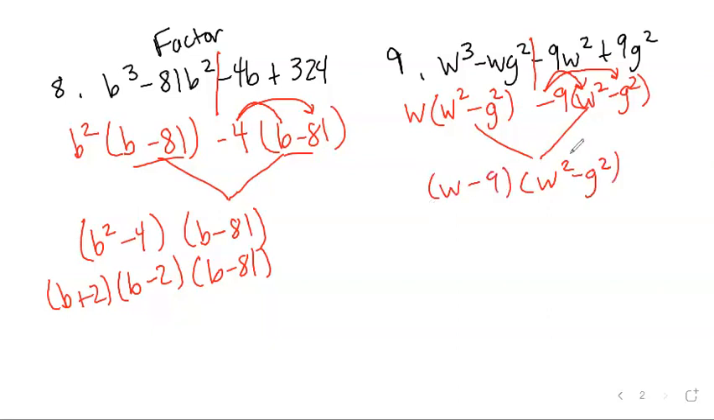Is there a difference of squares here? W minus 9 is not, because this isn't W squared. But both of these are perfect squares. The square root of W squared is W. The square root of G squared is G. It comes out even. So W minus G and W plus G. It doesn't matter whether you put the minus or the plus in the front, but it's the same thing.